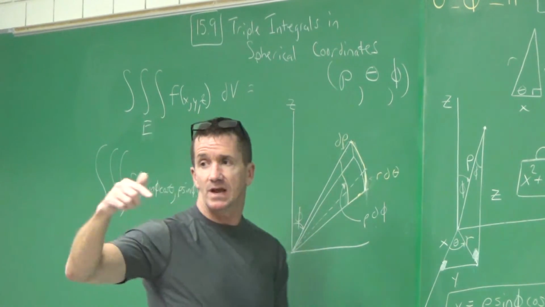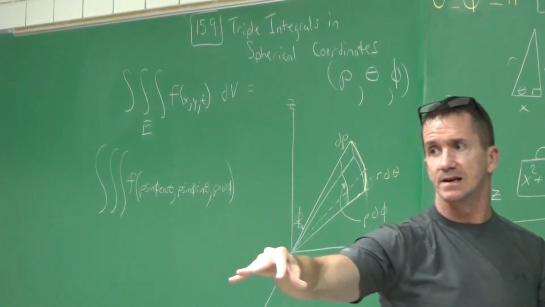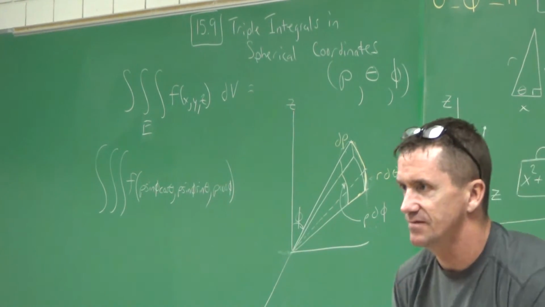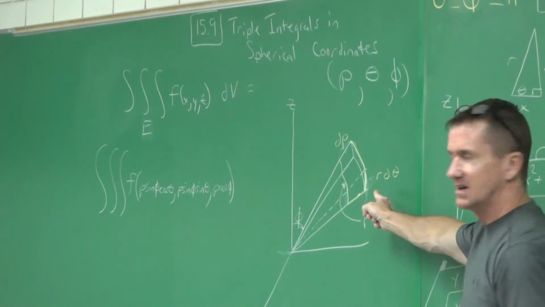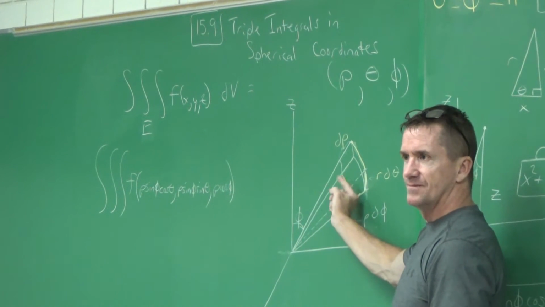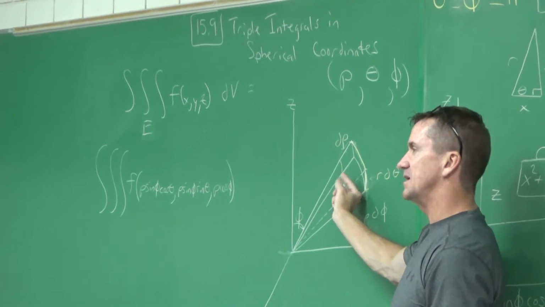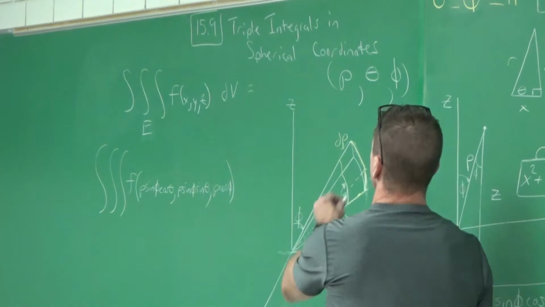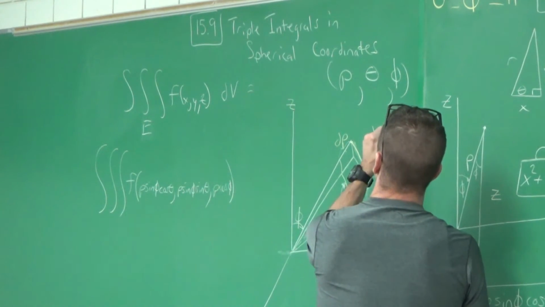And I'm about to put down d rho, d phi, d theta. But there's other stuff, and I need you to focus in on this, everyone. Right there, this three-dimensional object, to figure out what's the volume element for spherical coordinates. It's right here.